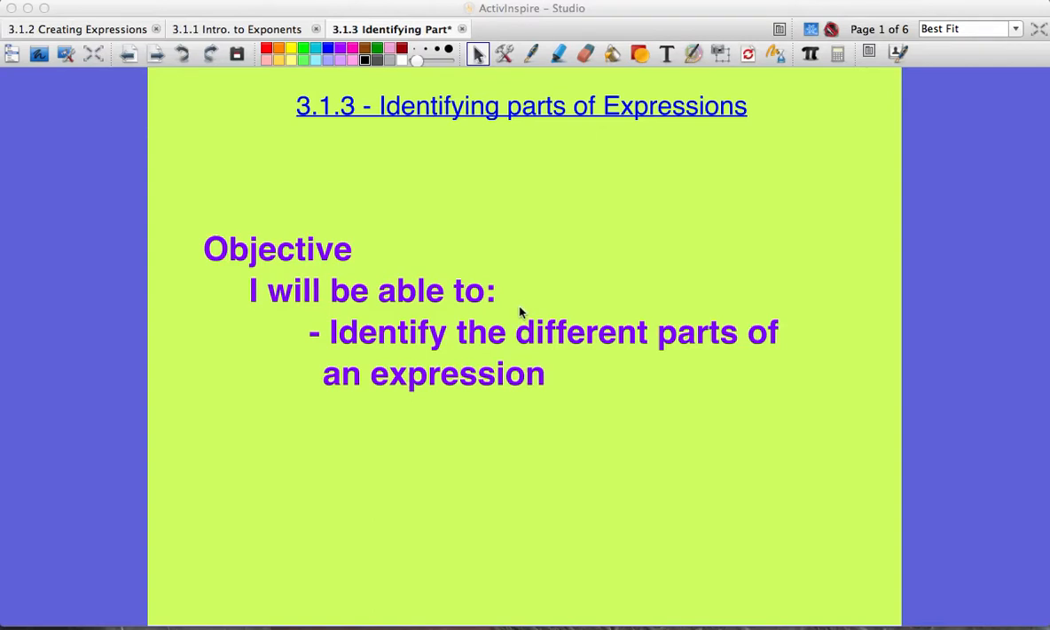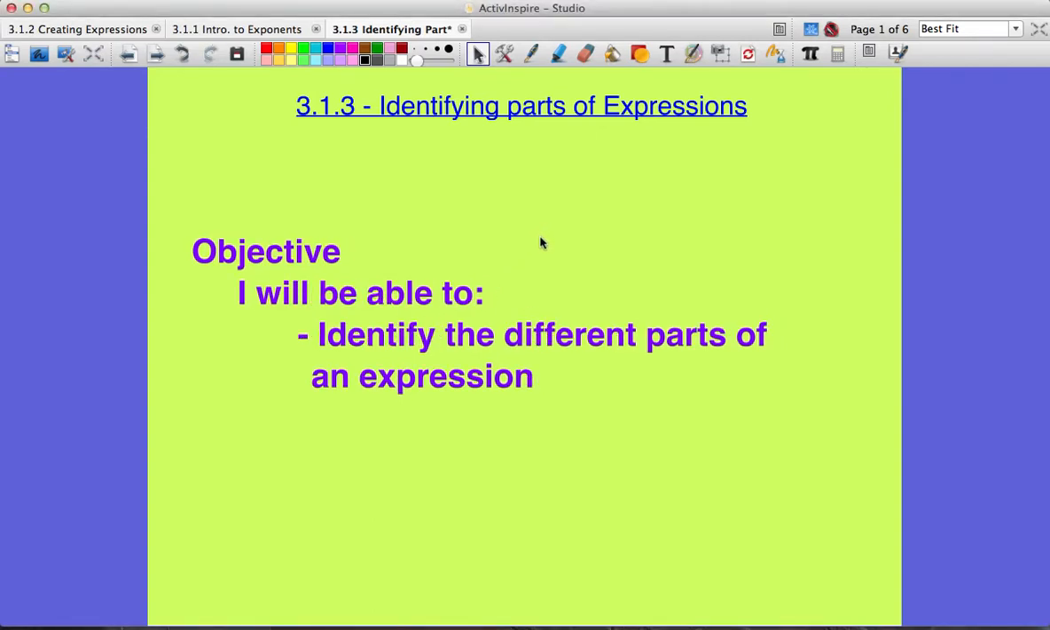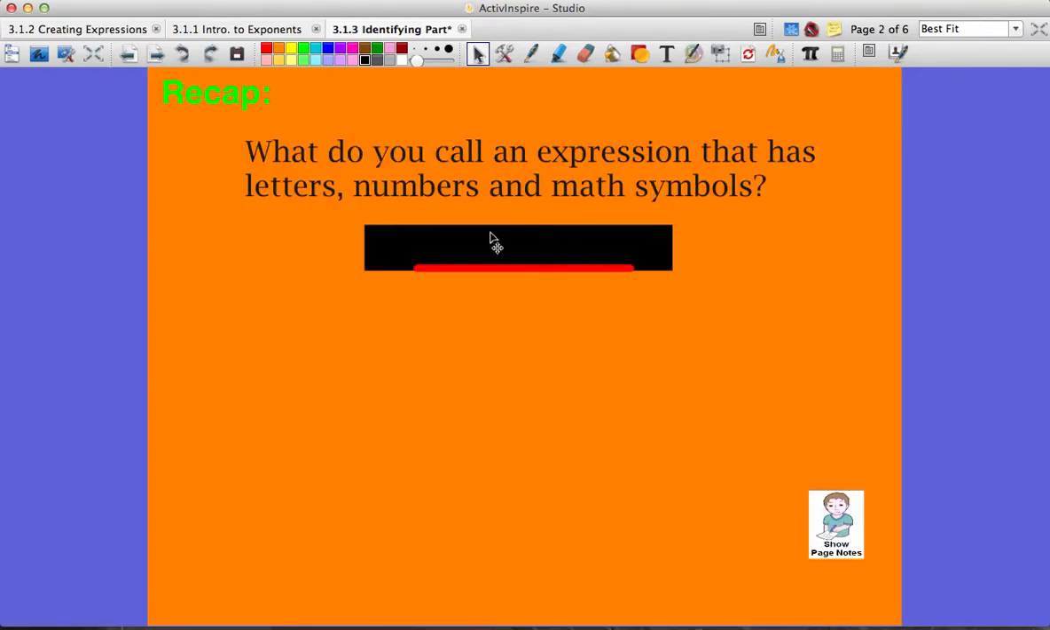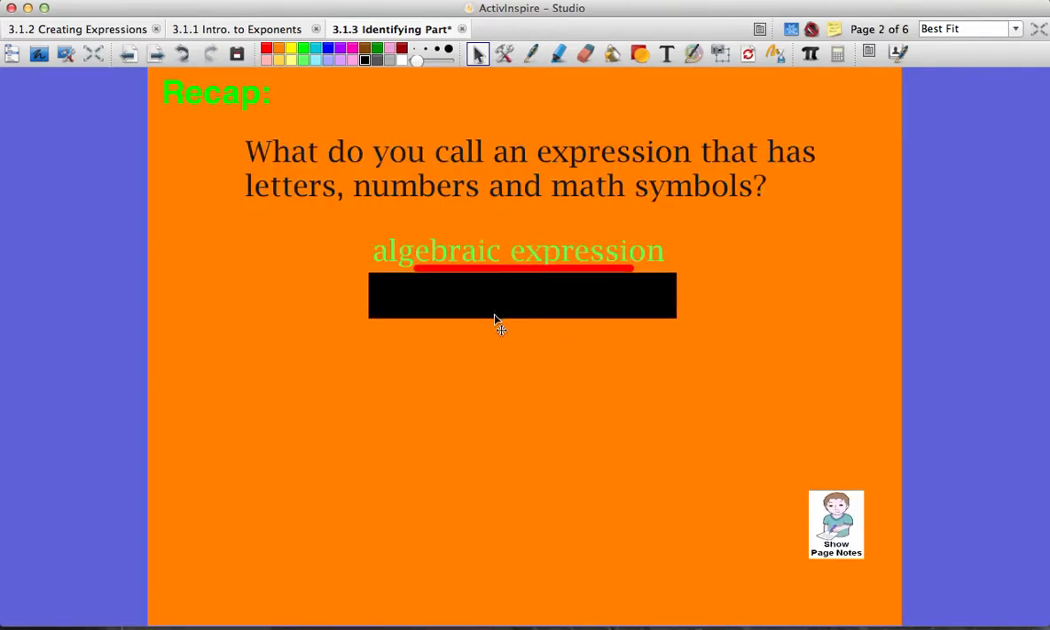Welcome to Lesson 313, Identifying Parts of an Expression. Today we're going to talk about the different parts of an expression with letters, numbers, and math symbols. We call that an algebraic expression.